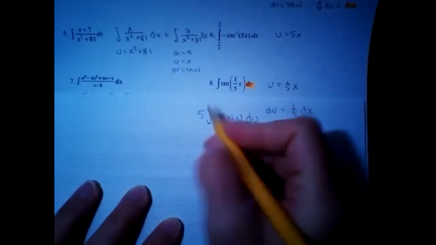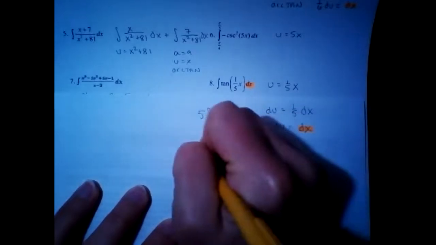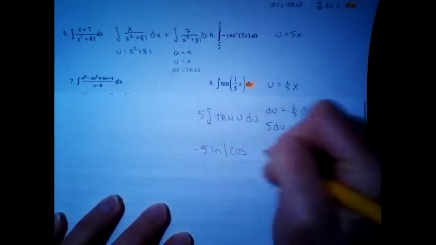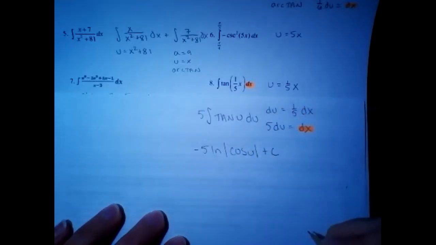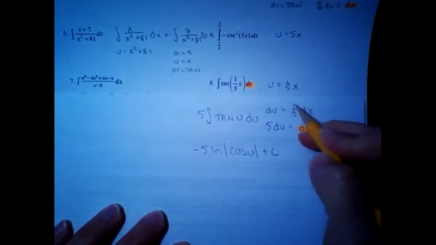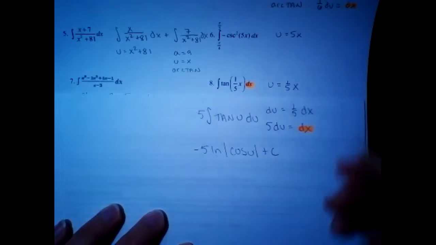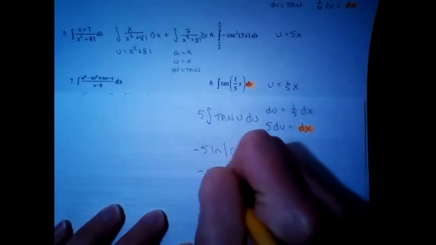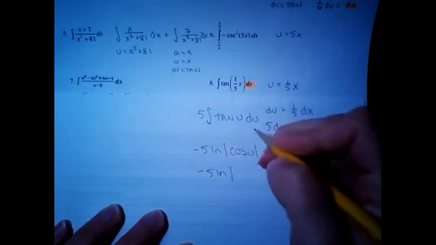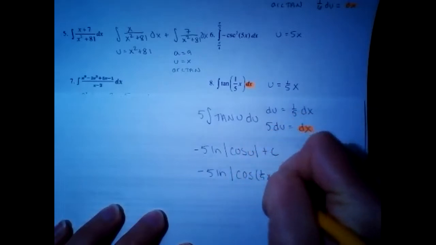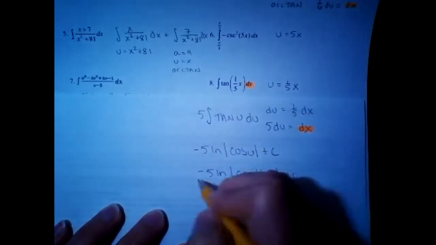So this will be negative ln. Now there's a 5 out front, so it's going to be negative 5 ln cosine of u plus c. And the last step is to put the 1/5 x back in for u. So it would be negative 5 ln cosine of 1/5 x plus c.